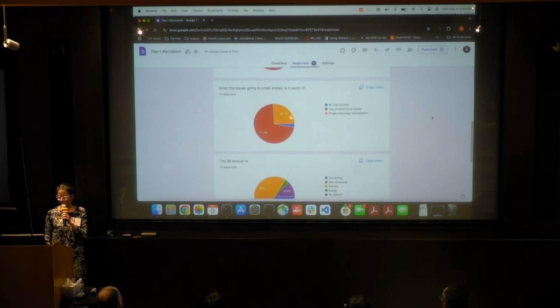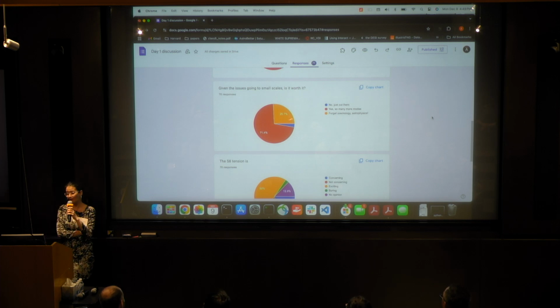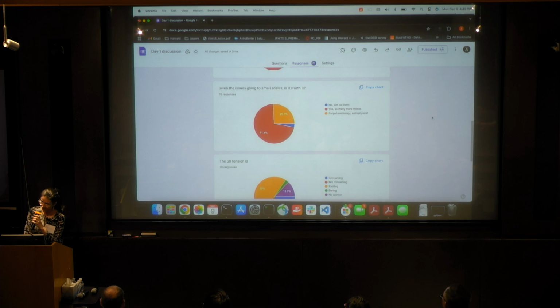Okay. This is kind of related, but this is a very clear winner. Given the issues on going small, is it worth it? Yes, clearly wins. This is in the context of cosmology. Yes, we had Simeon.